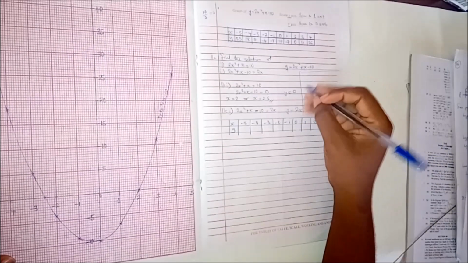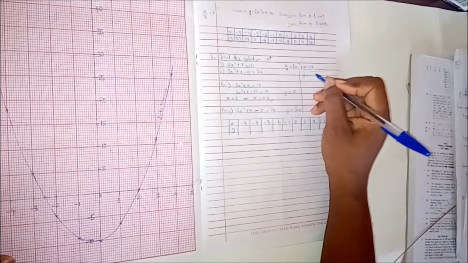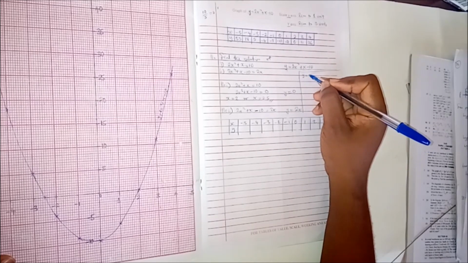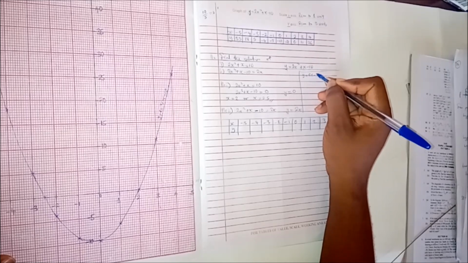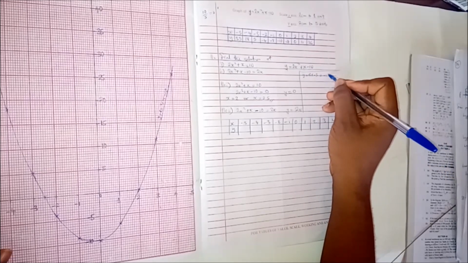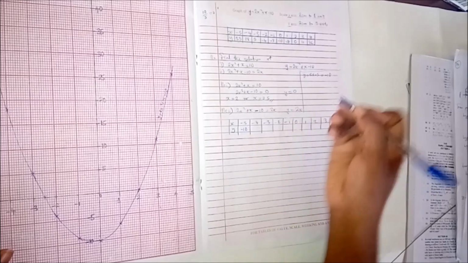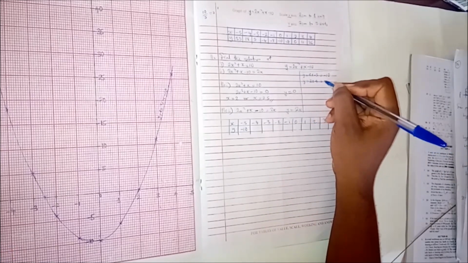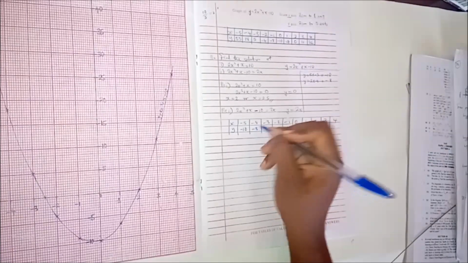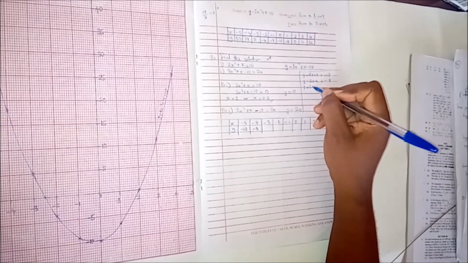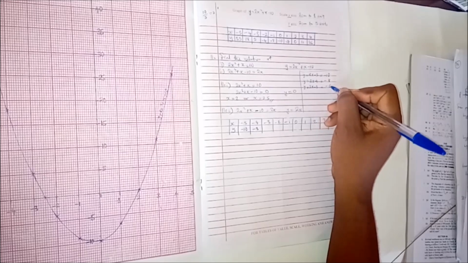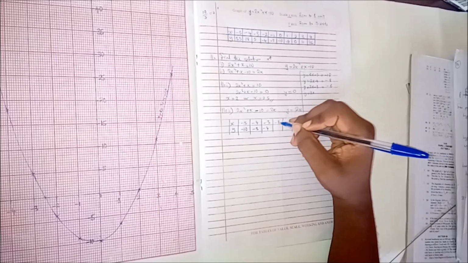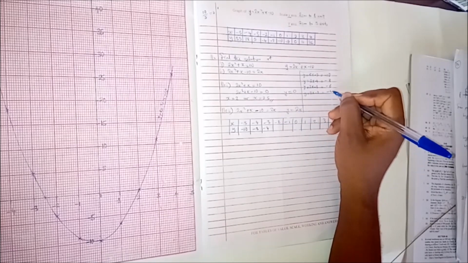So what will be y when x is minus 5? We have 2 times minus 5, which is minus 10. When x is minus 4, 2 times minus 4 is minus 8. When x is minus 3, 2 times minus 3 is minus 6. When x is minus 2, we have minus 4.